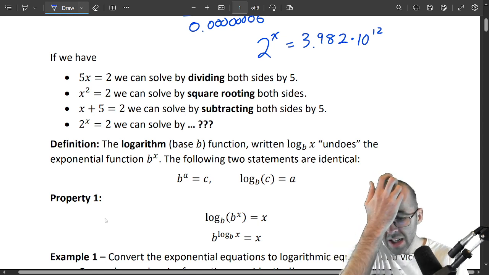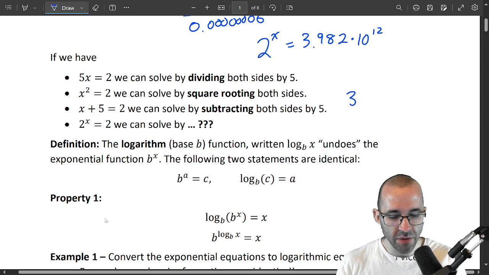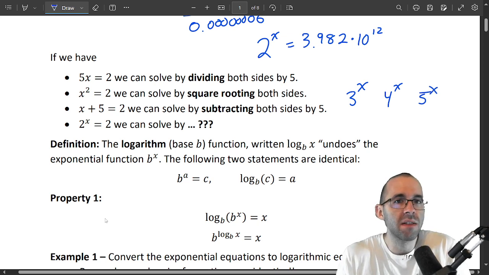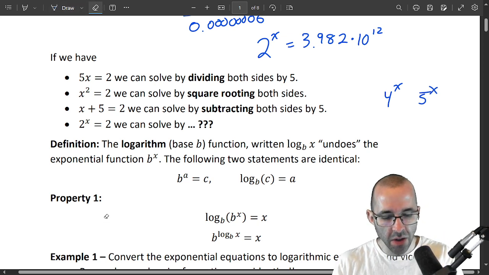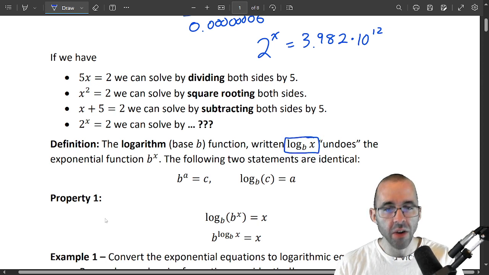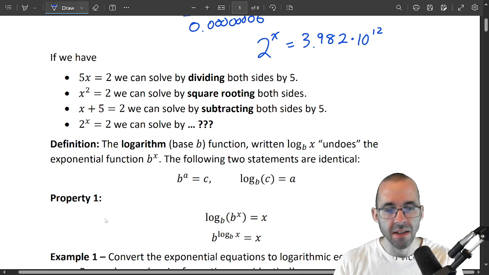So logarithms can have different bases, just like exponentials have different bases, right? This is an exponential function. This is an exponential function. This is an exponential function. They just have different bases. Similarly, logarithms have different bases as well. So if the base of the logarithm is some number b, then we write a logarithm like this. And it undoes the exponential with the same base. The base of the logarithm is the base of the exponential function.